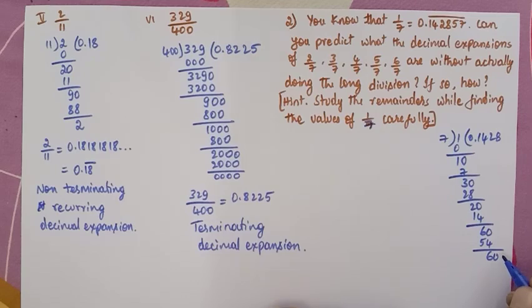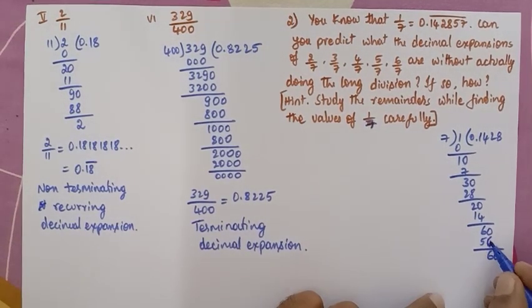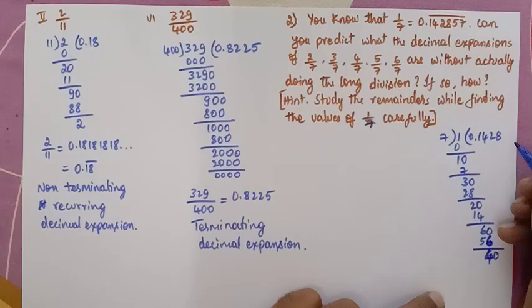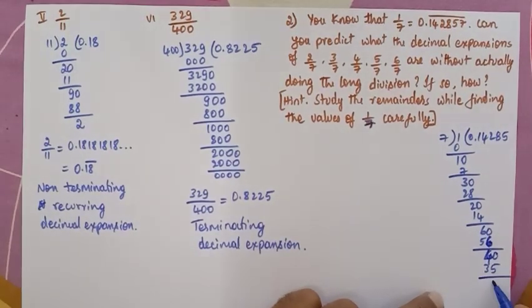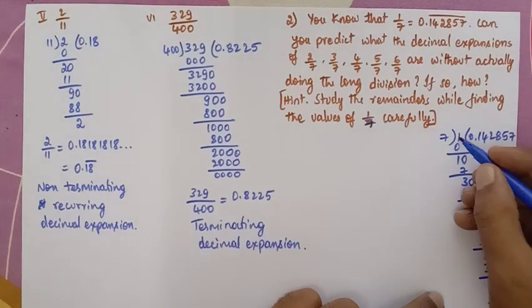40 means 7 5s are 35. 5 is the remainder. So 50. 7 7s are 49. So what happens here? 1 comes. This one is there here.